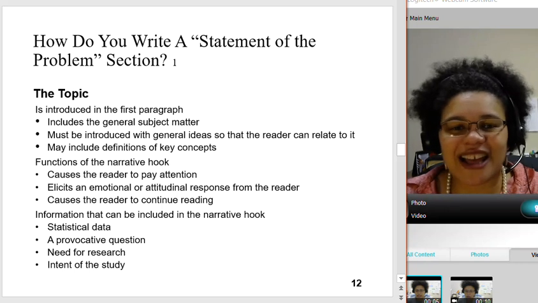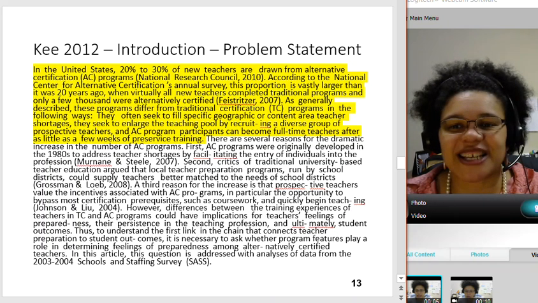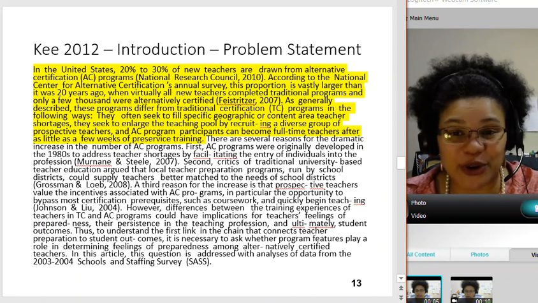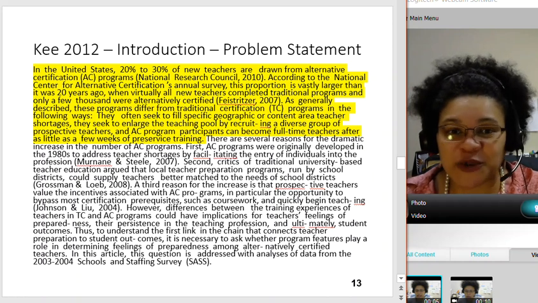So let's look at my study. This was of alternatively certified teachers, and let's see if I did those things. So I start out by saying, and my name was Ayana Key back then before I was married, in the United States, 20 to 30% of new teachers are drawn from alternative certification programs. Okay, and I have a citation there. And so I hit you with a statistic.